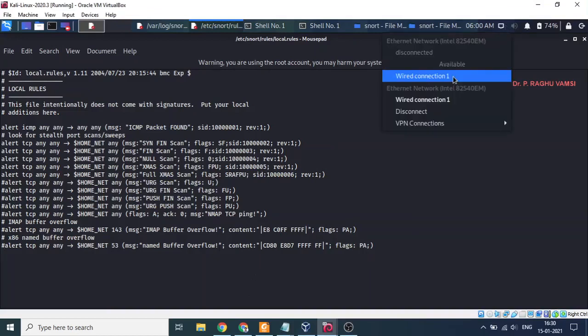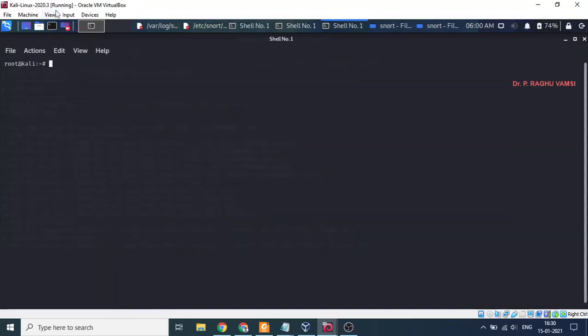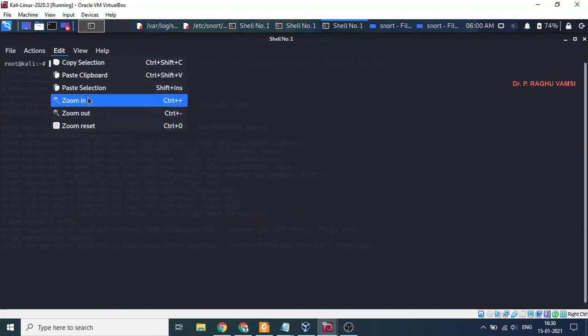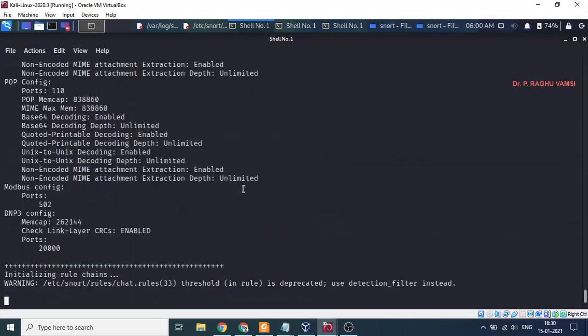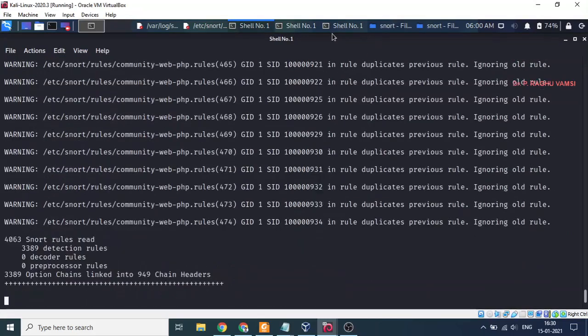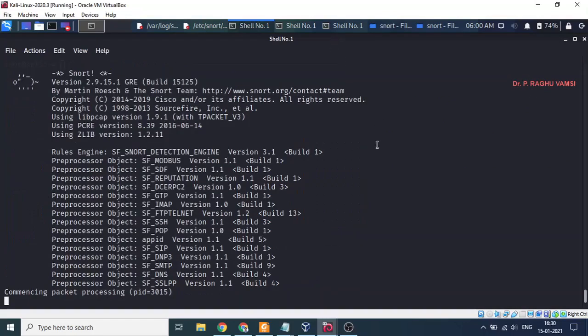Now that will change back to the Ethernet 1. Anyhow, we have written the rules. I'm opening a terminal, and in the terminal where Snort is running, that will run this Snort. So now there is no flow of traffic because I have stopped the ping.